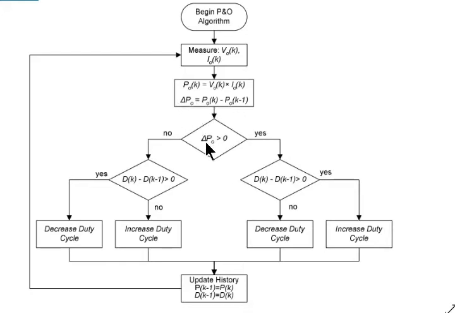That's the main decision to choose whether to increase or decrease the duty cycle. So if delta P is greater than 0, it means that the power is being increased in the same direction in which we are increasing the duty cycle.